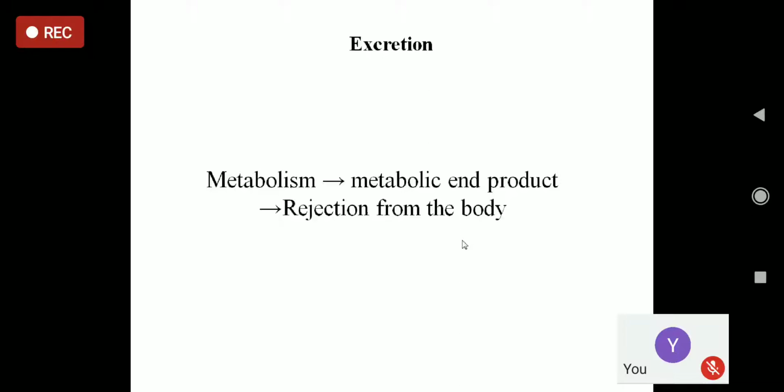Mainly, the rejection of metabolic end products takes place through the kidneys, and that is why the two kidneys are the main two excretory organs of our body. Up to this, is it clear?